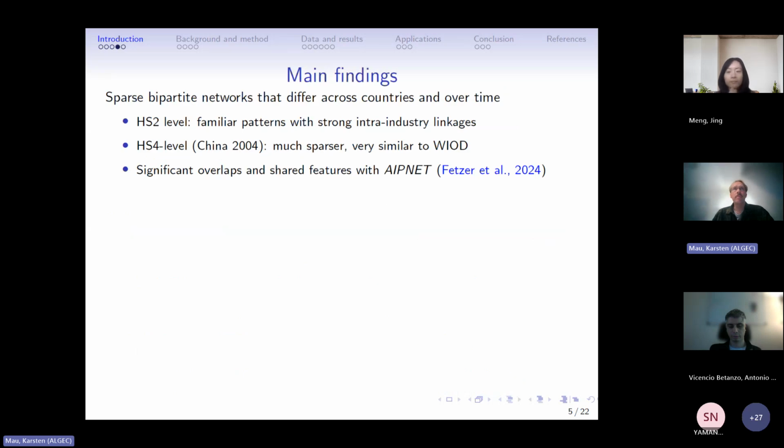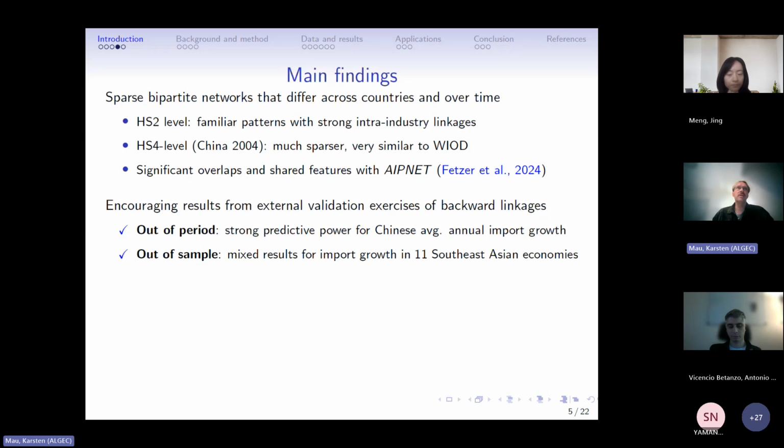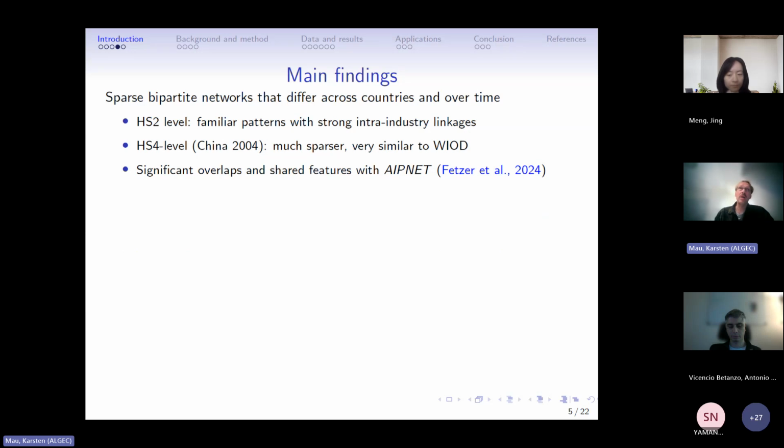All right, a quick summary of the main findings: in principle these input-output networks are bipartite networks. There is always a set of inputs and a set of outputs, and there are linkages between them. Of course, the more granular we go with our data, the more sparse they become, which at some point also becomes a problem for identification.